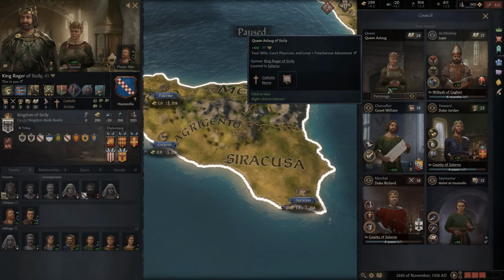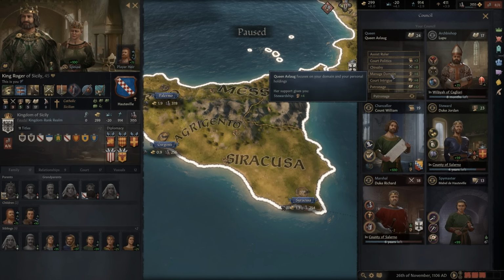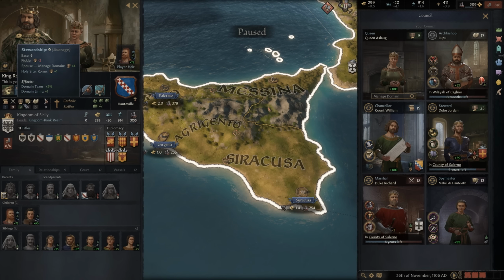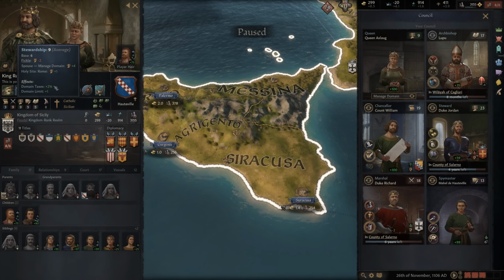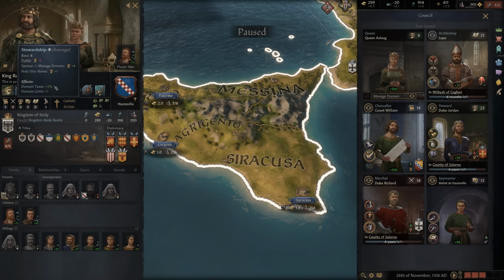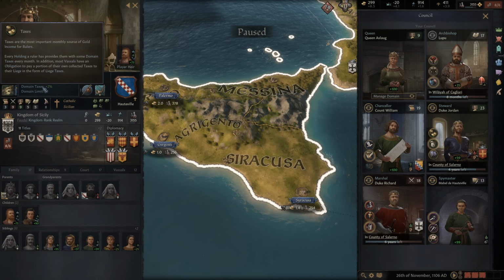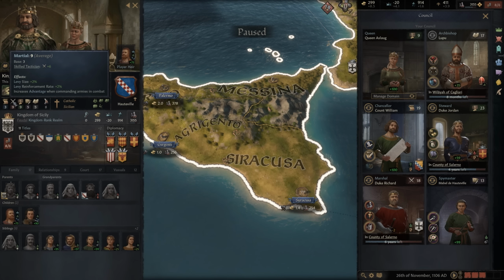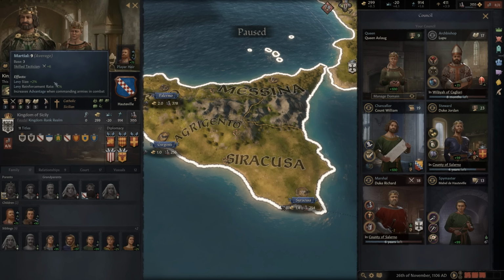But if I head over to my wife over here and use manage domain to help increase my stewardship, we'll see that now I'm getting a positive 2% to my taxes. My domain limit is still 1. You have to have a substantial amount of stewardship before this really starts to kick in. But it's important to note that some of these skills are going to directly affect your domain output. Going over here to Marshall, we can see that levy size is increased by 2% and reinforcement rate by 2%, and increases advantages when commanding armies in combat.